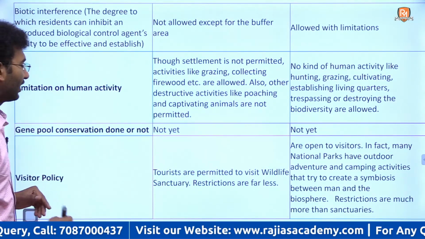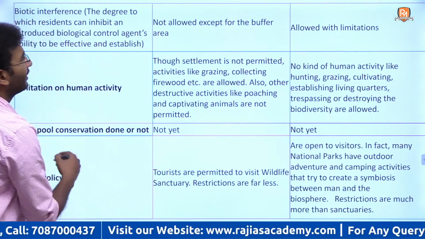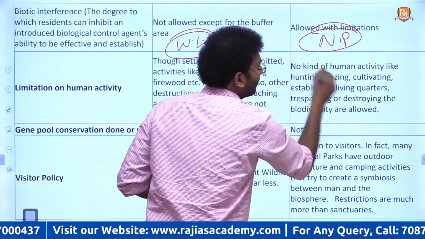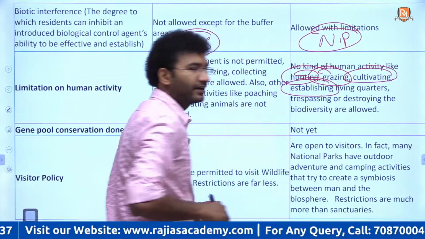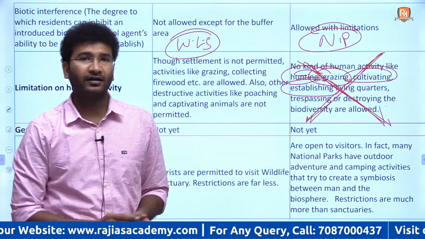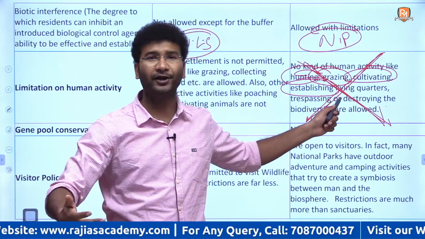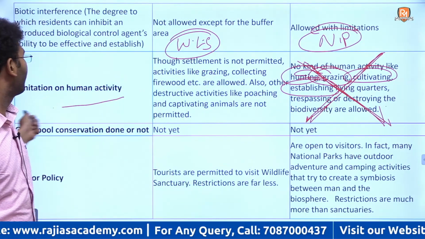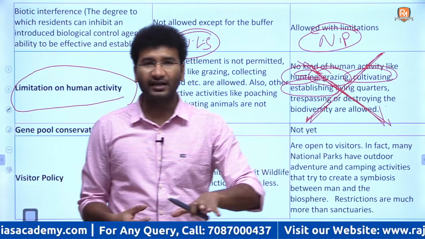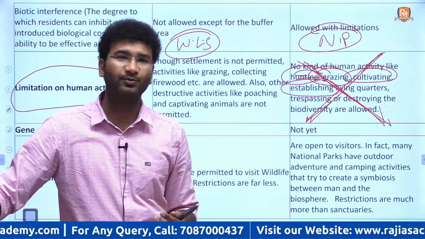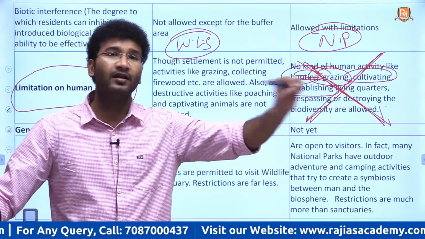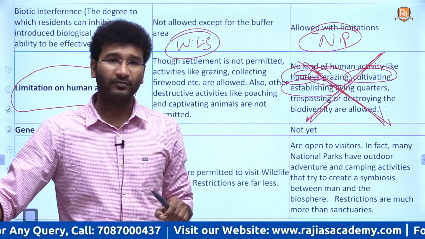Now, in order to understand the human limitations within the boundary of a wildlife sanctuary and a national park: hunting, grazing, cultivating, these kinds of activities are clearly not allowed in the national park, right? See, you have to understand this because the next article we are going to discuss is based on this particular component only, limitations on human activity, right? But settlement is not permitted in the wildlife sanctuary. Grazing, collecting firewood and minor forest produce can clearly be accessed from the wildlife sanctuary, because a wildlife sanctuary is meant to protect those animals but not the ecosystem of that particular area, right?